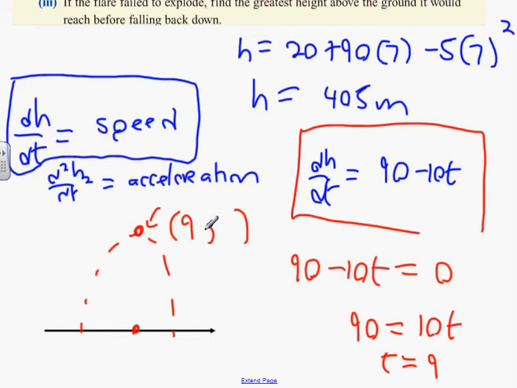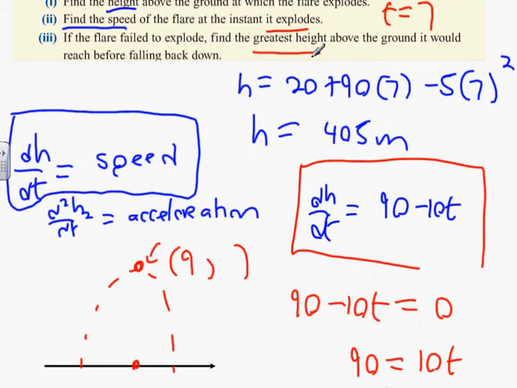Which equation gives you the height? The very first equation. What do you need to do with that very first equation? Put in 9 for t, and when you put in 9 for t there, what happens? What happens there, guys?